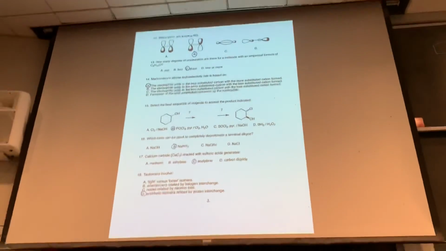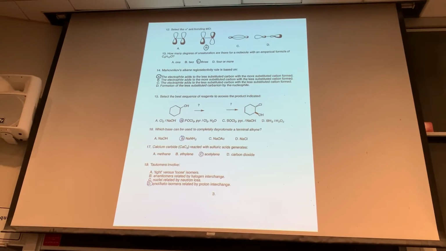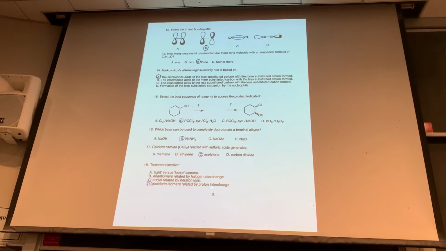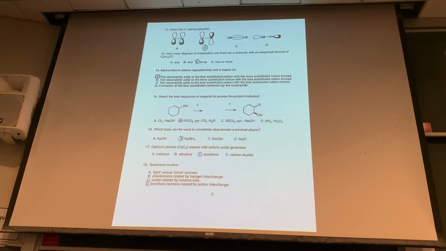Sorry, going back up there to the sample test. Let's see, tautomers, another definition there. Pick the one that has the right thing here. Yeah, all the others kind of don't make sense at all. Enol keto isomers relating to proton interchange. So that's the initial vinyl alcohol going to the aldehyde or the ketone by just transferring the proton. So that's what we mean there, and D is the answer for that one.